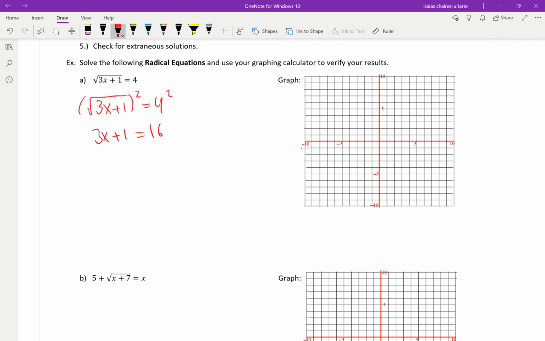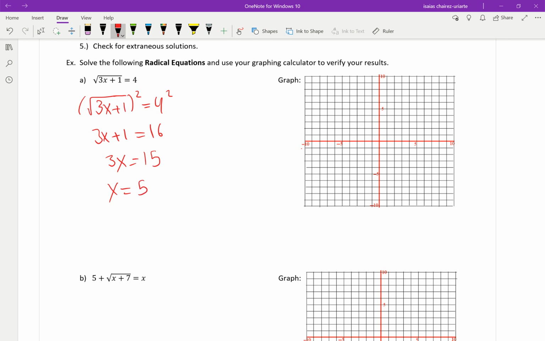And now it's just a matter of solving. So I'm going to subtract 1 from both sides. That's going to say 3x equals 15, because 16 minus 1 is 15. Divide everything by 3, and so then I should end up with x equals 5.